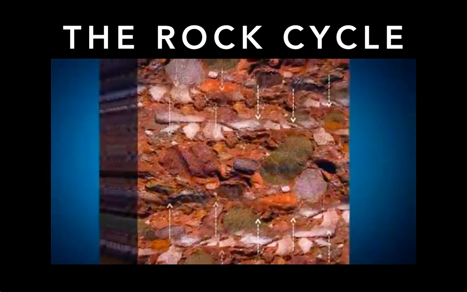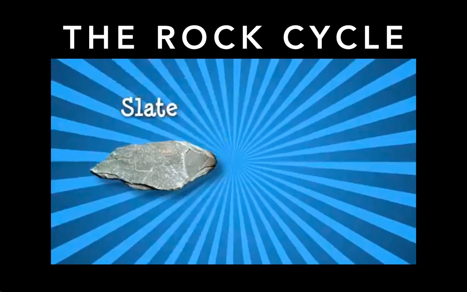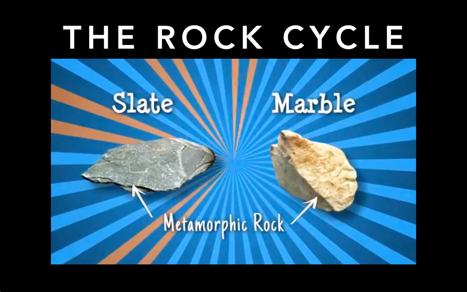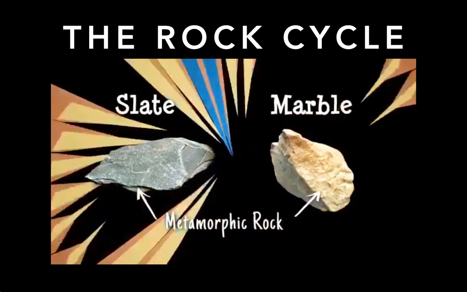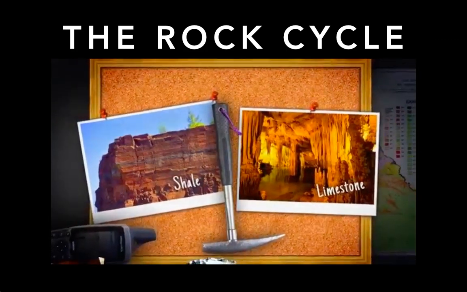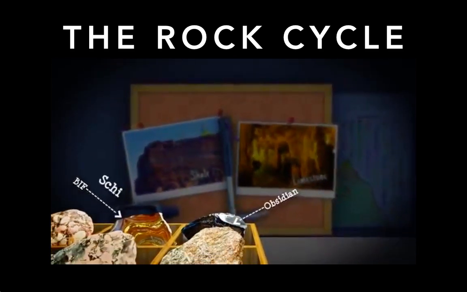Minerals realign or recrystallize to form metamorphic rocks. Slate, used in roof tiles, and marble are examples of metamorphic rocks originally laid down as shale and limestone. The way rocks and minerals change gives us a guide to their origin.